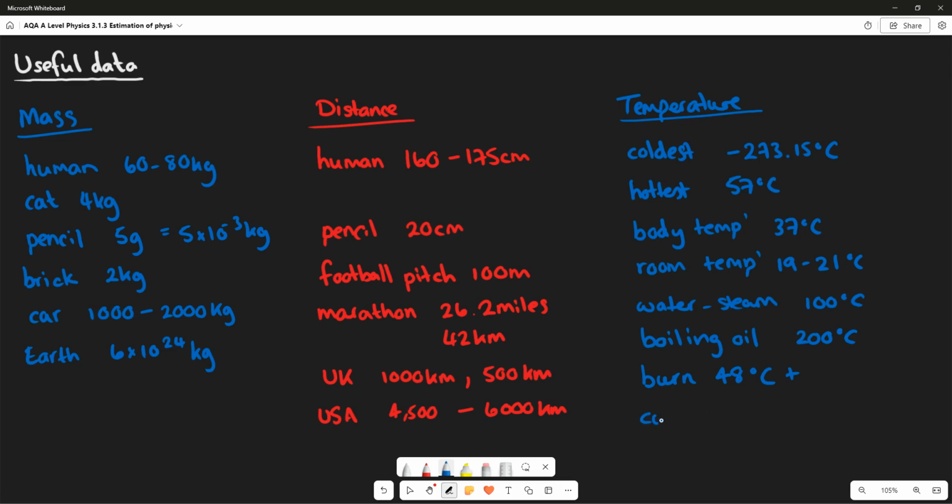Speaking of which, a nice hot cup of tea is usually served between 60 to 85 degrees Celsius. So notice that comparison there. A hot cup of tea can burn you. Let's move across and have a look at some more data.